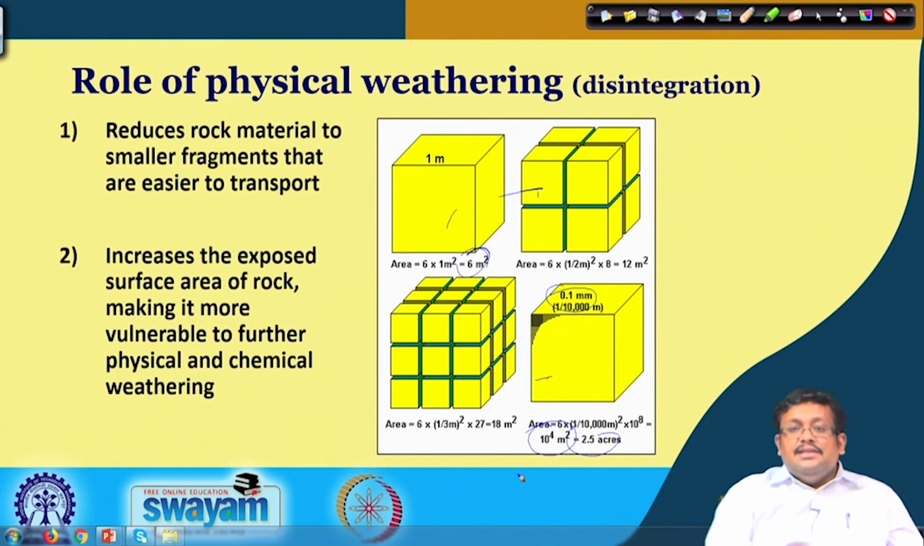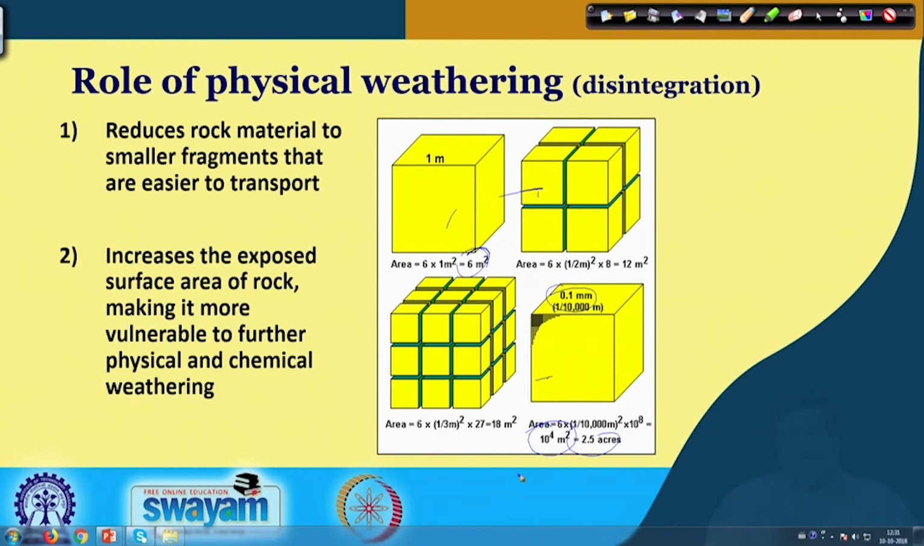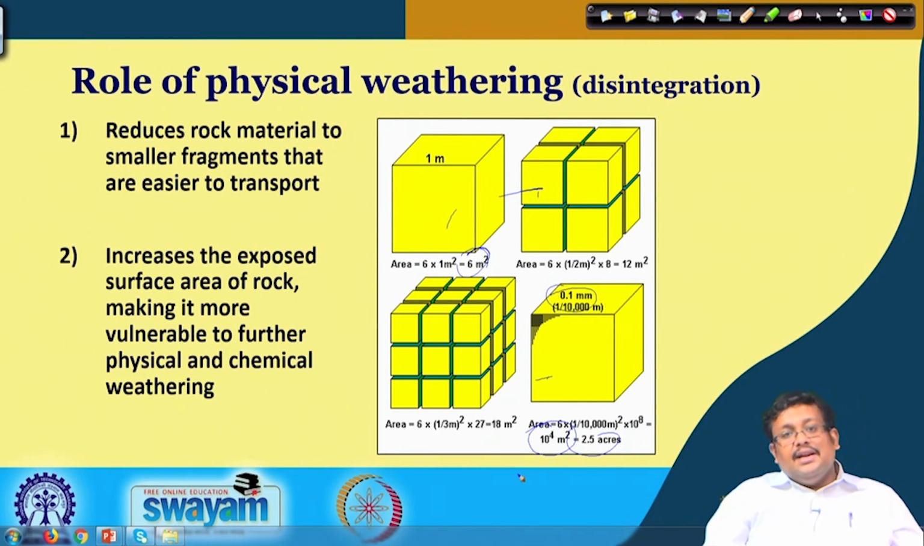So, it can be easily seen that as a result of physical weathering there will be a several-fold increase in surface area, and when there is an increase in surface area, obviously that will give more opportunity for subsequent chemical weathering.